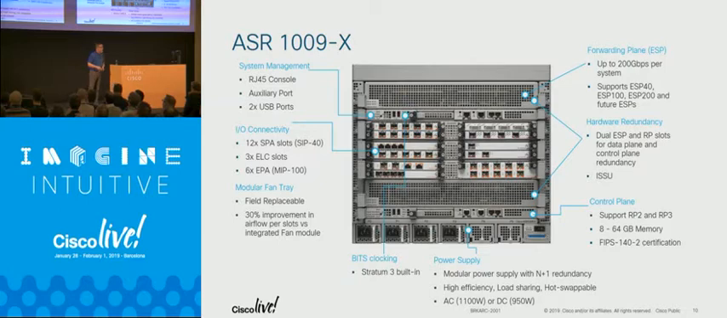The 1006X has two differences compared to the 1009X. First, it has 2 I/O slots instead of 3. So the 1009X has 3 I/O slots, and the 1006X has 2 I/O slots. Secondly, the 1006X does not support ESP200. So on the forwarding engine, it does not support ESP200. But it will be able to support the future generation ESP with the ESP200X.